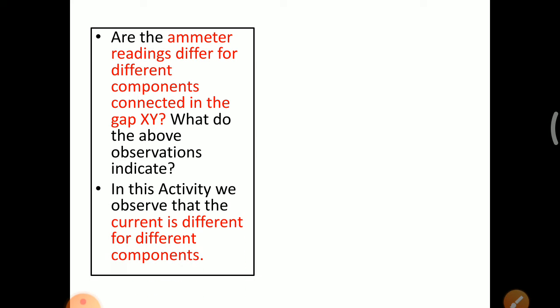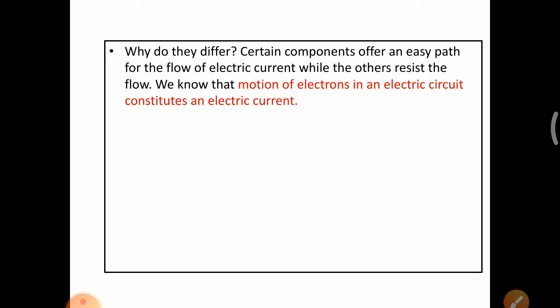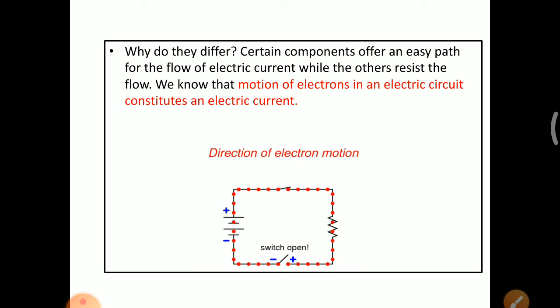Why? What is the reason? In this activity, we observe that current is different for different components. Why do they differ? Certain components offer an easy path for the flow of electric current while the others resist the flow. We know that motion of electrons in an electric circuit constitutes the electric current. Who constitutes the electric current in the electric circuit? The movement of electrons constitutes electric current in the circuit.